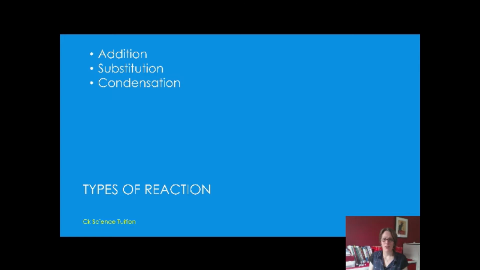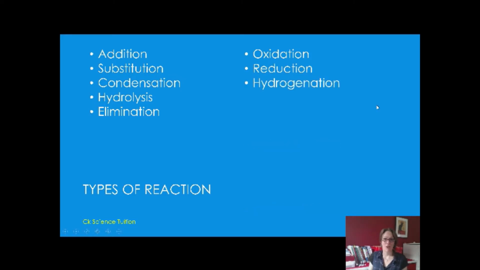We've got condensation, which you may not have covered yet, but you may have covered at GCSE when you did making esters. We've got hydrolysis, elimination, and then of course there's oxidation, which we were talking about last week, and the converse reaction, reduction. Then we've got hydrogenation, hydration, and dehydration. Those last three are just very specific words in terms of either adding hydrogen, adding water, or removing water. And in fact, all of those last three come under one of the other types of reaction as well.